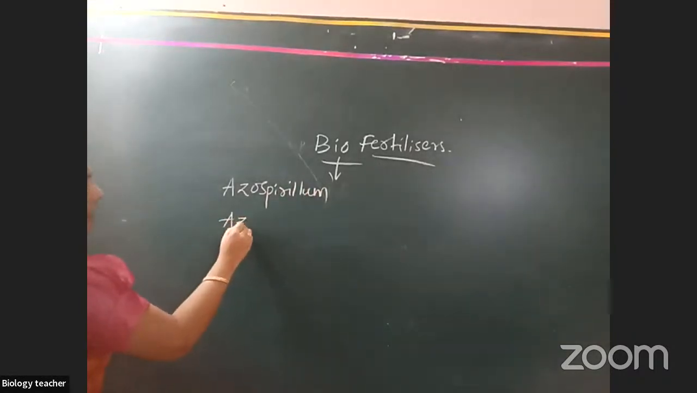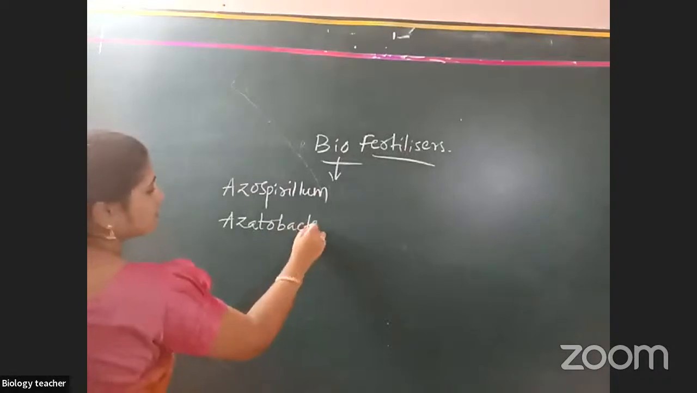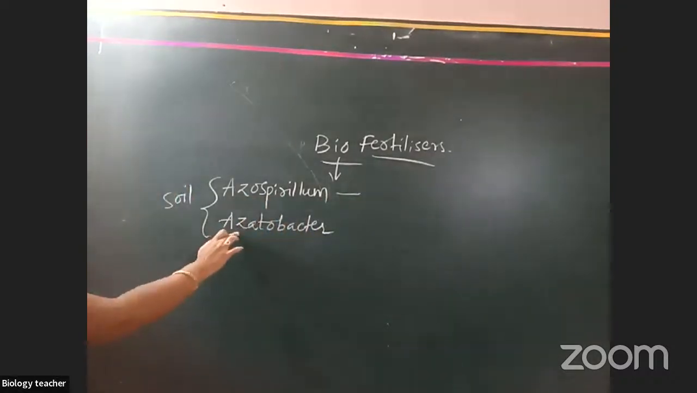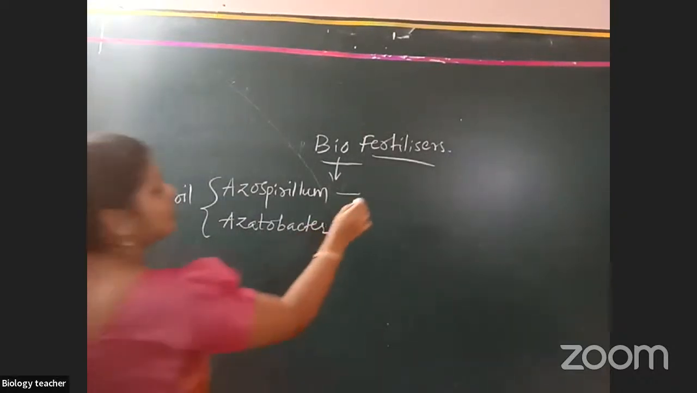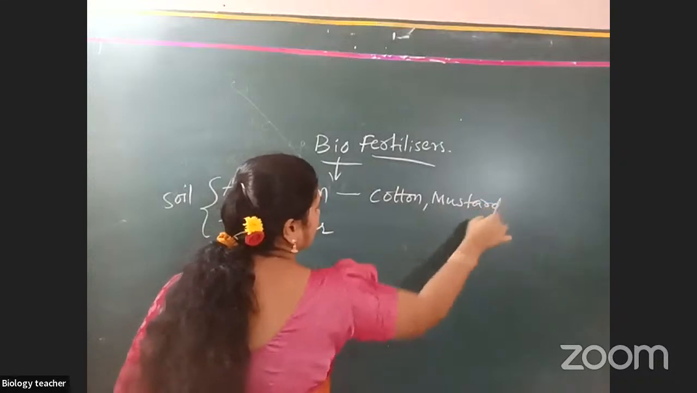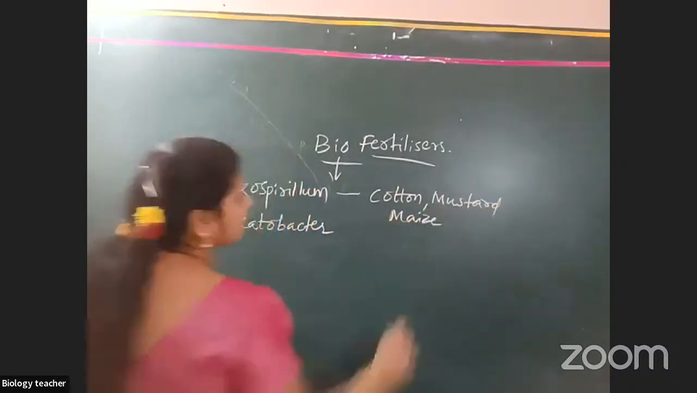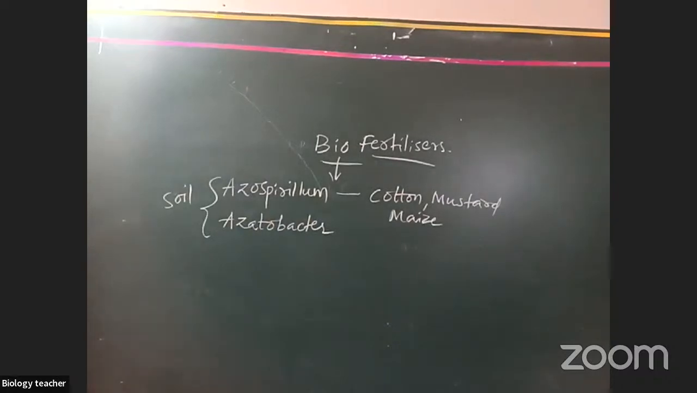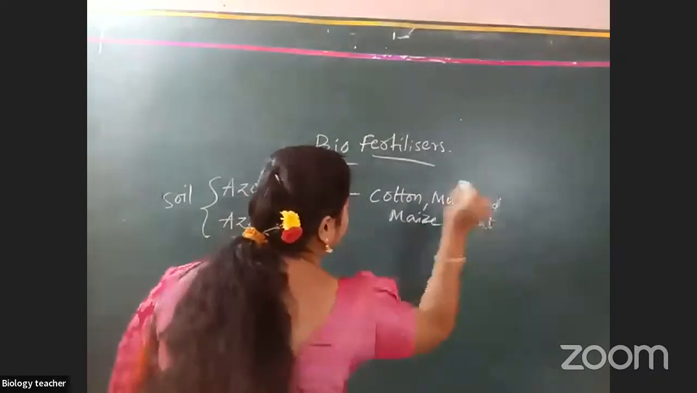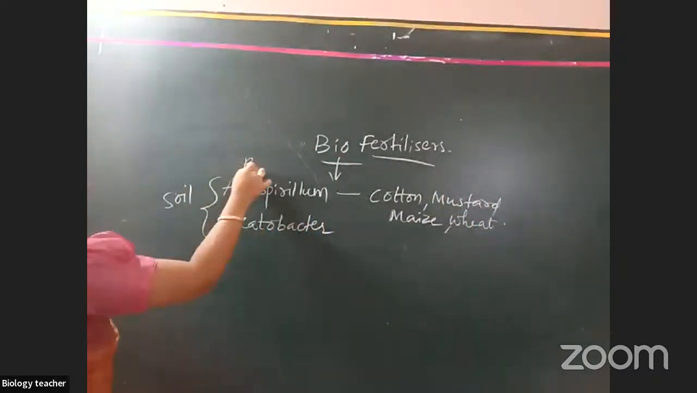Azospirillum and Azotobacter. These are also soil microorganisms. Azospirillum, Azotobacter. Cotton, mustard, maize. So where is azospirillum used? Cotton, mustard, and maize. Next, these are what kind of bacteria.